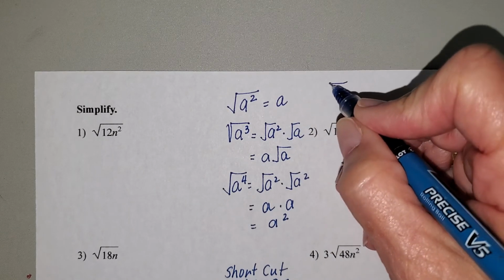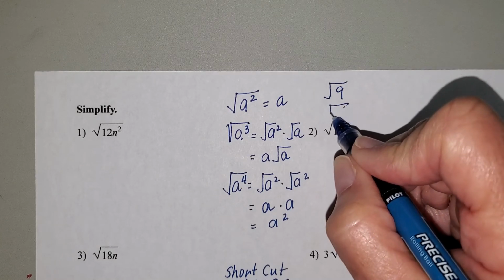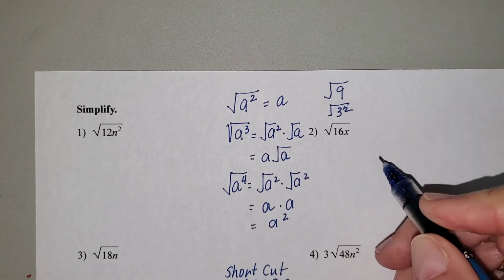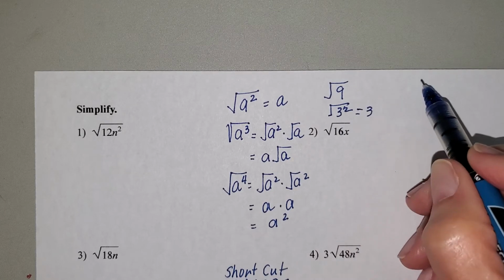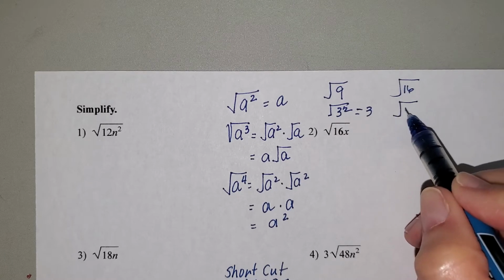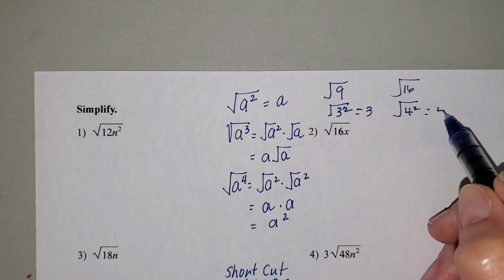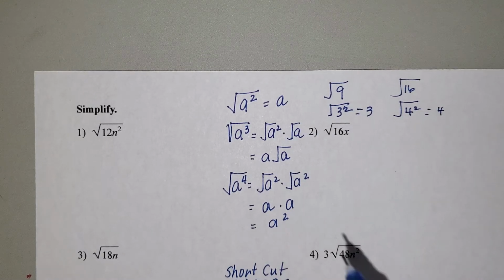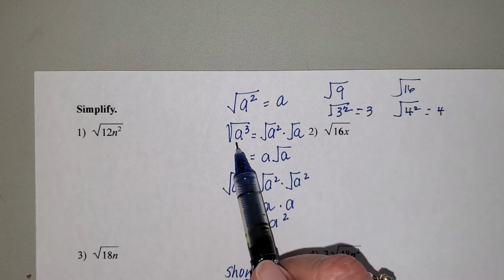Just like if we had the square root of 9, we could say that is the square root of 3 squared, and the square root of 3 squared is 3. Or the square root of 16, we could say that's 4 squared, and the square root of 4 squared is 4. Okay?